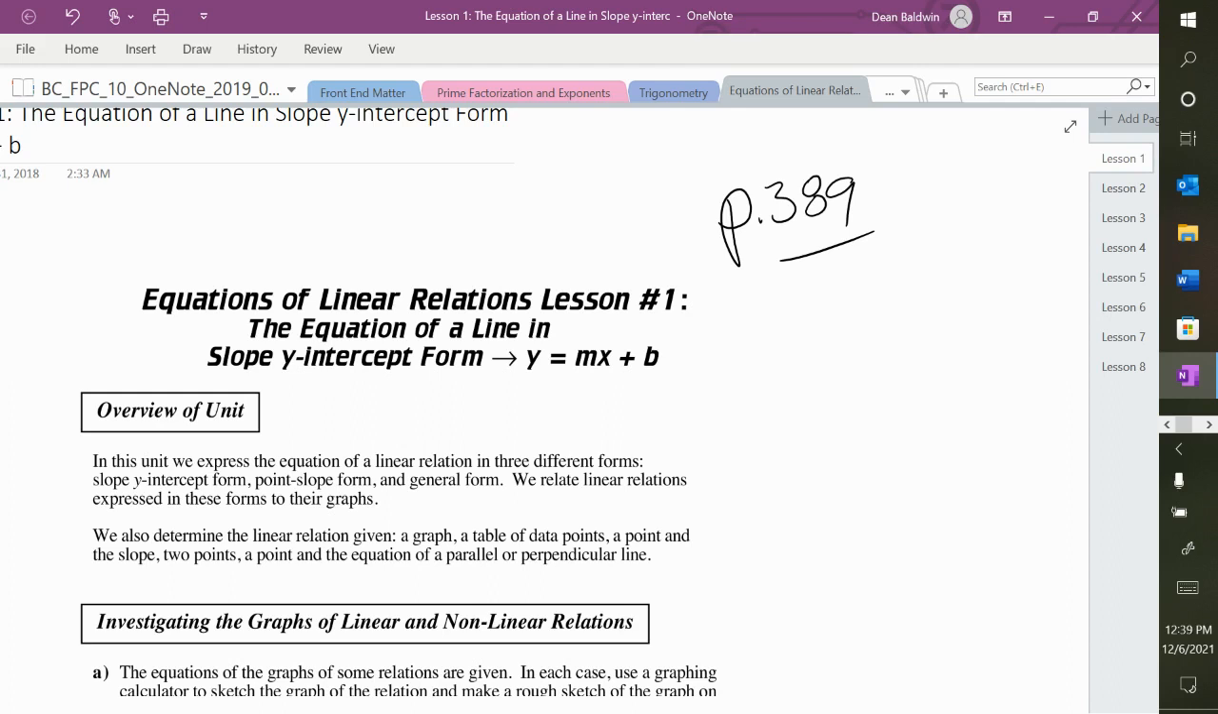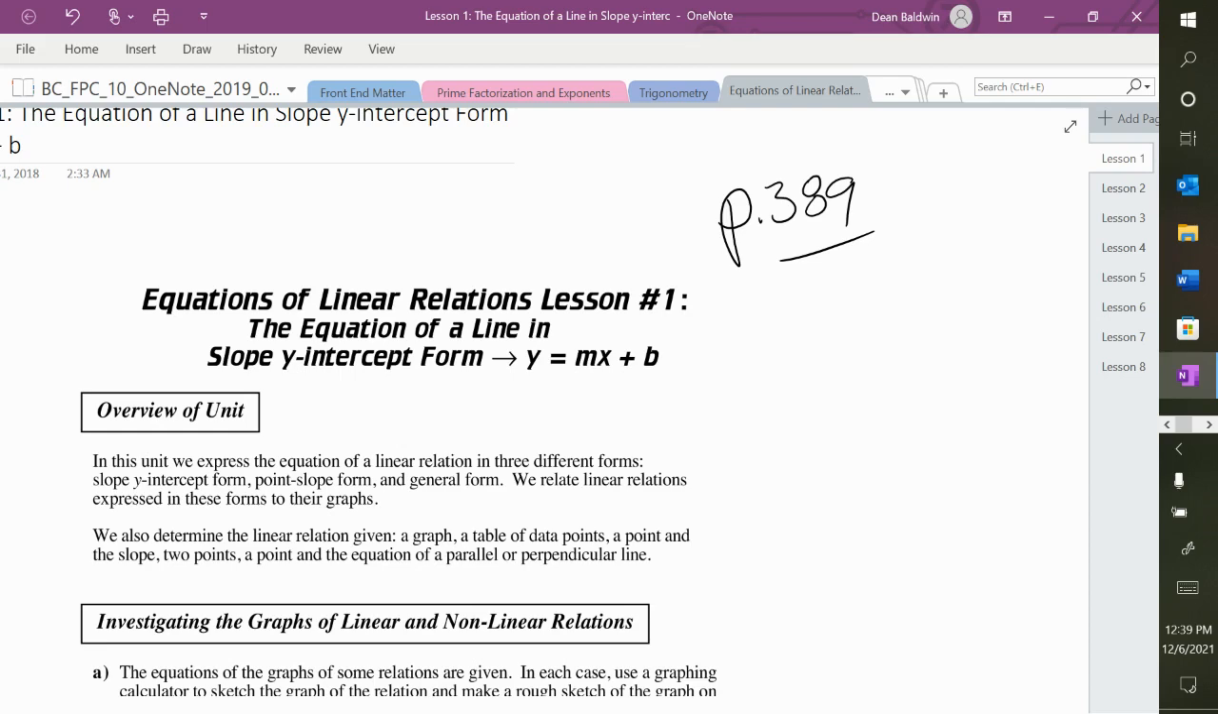So what we're going to do is move away from how we graphed things before. This whole unit's about graphing, but graphing straight lines. We don't graph nonlinear lines in grade 10. But not using tables of values to graph it. Just using the equation, marking a couple points, and sketching the graph.